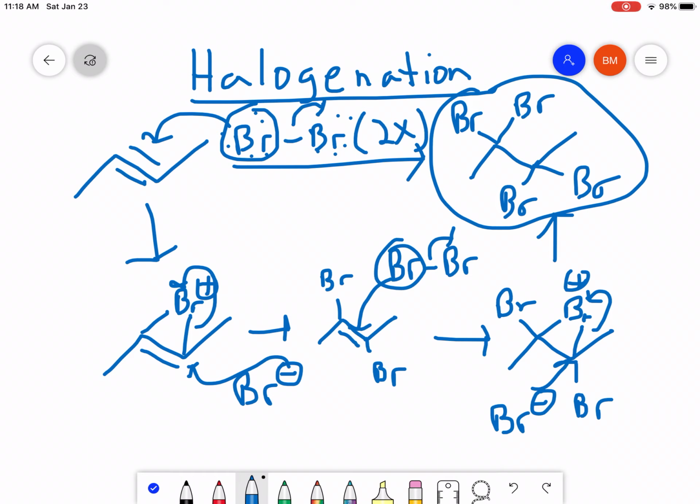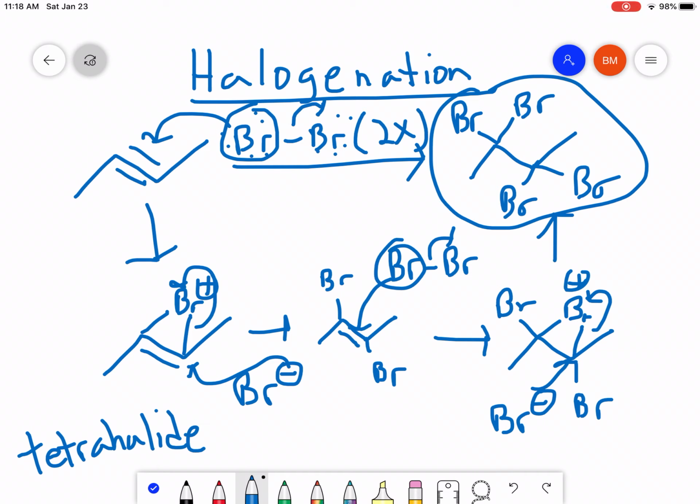That is called a tetrahalide. I'm going to just write it down here because I'm running out of room. Tetrahalide because it's got 4 halogens on it. One of the carbons in the triple bond gets 2. The other one also gets 2. So this is a tetrabromide to be specific.